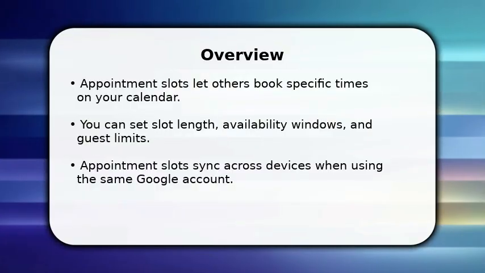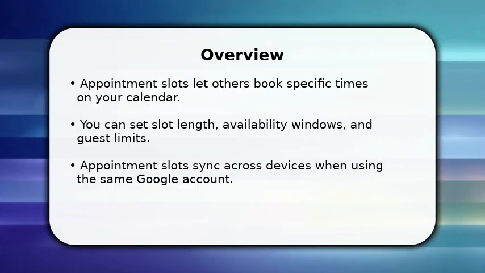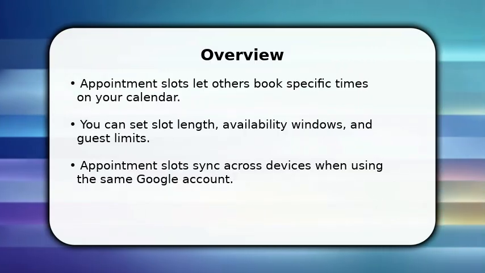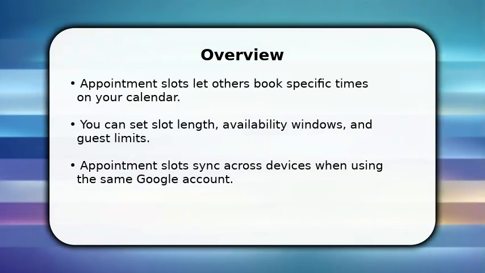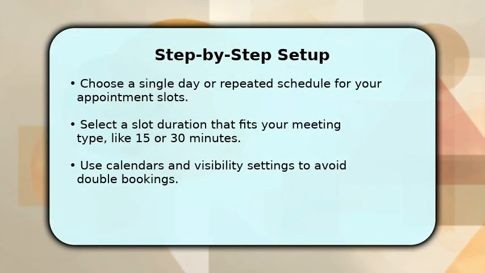In this video, I will explain how to create Google Calendar appointment slots. Full guide. Start by opening Google Calendar and selecting the day you want to offer slots. Then click and drag to create a new event and choose appointment slots from the Event Type menu. Set a clear title, duration, and availability times, then save and share the booking page link with invitees to let them reserve a slot.